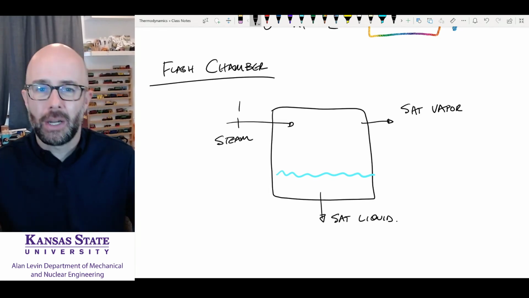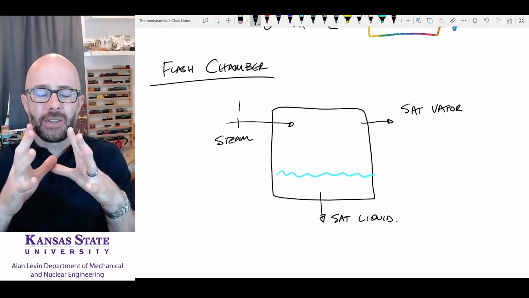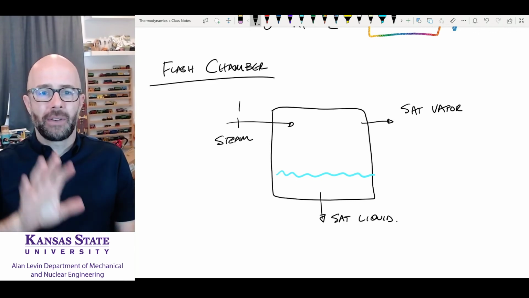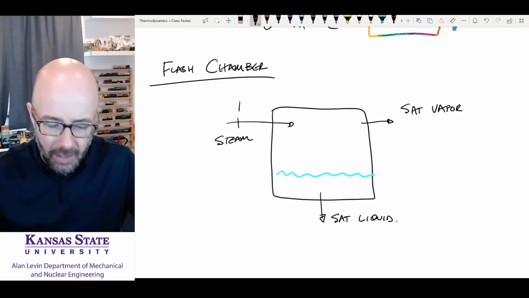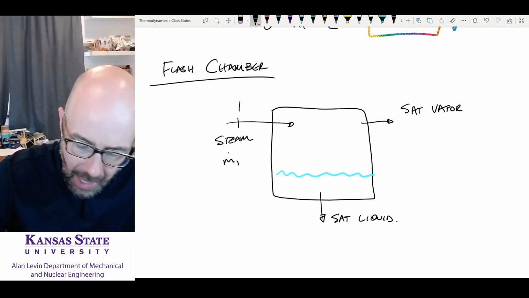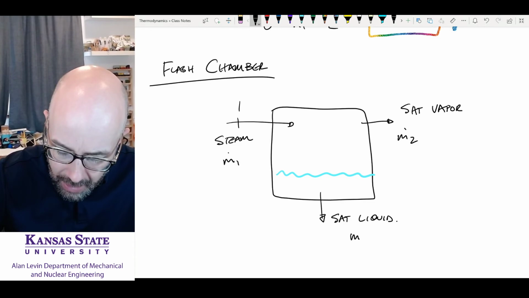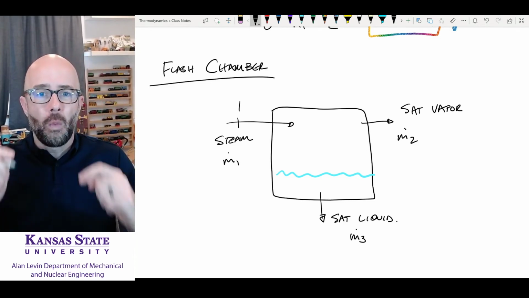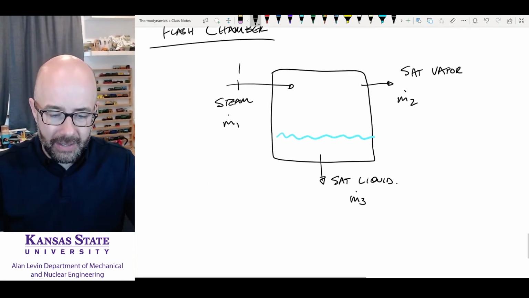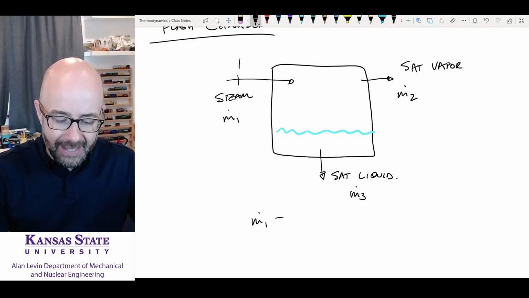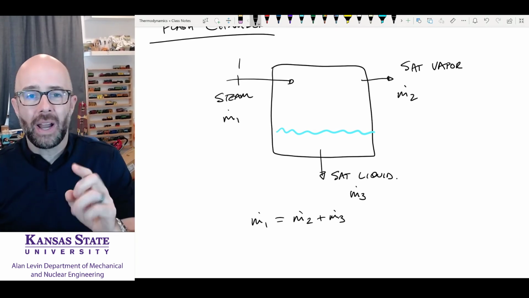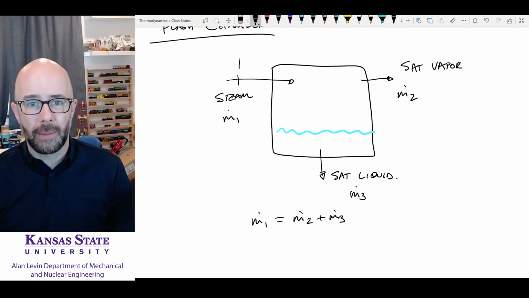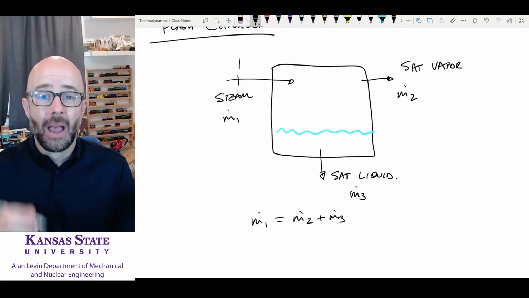Okay, so a flash chamber is steam goes in there, it flashes, some of it turns into liquid water, some of it turns into saturated vapor. And then what you're going to see is you might have m dot 1, m dot 2, and m dot 3. Okay, now one thing you must understand here is that m dot 1 has to equal m dot 2 plus m dot 3. That has to be the case. Okay, mass coming in at 1 has to equal the mass going out at 2 and 3.